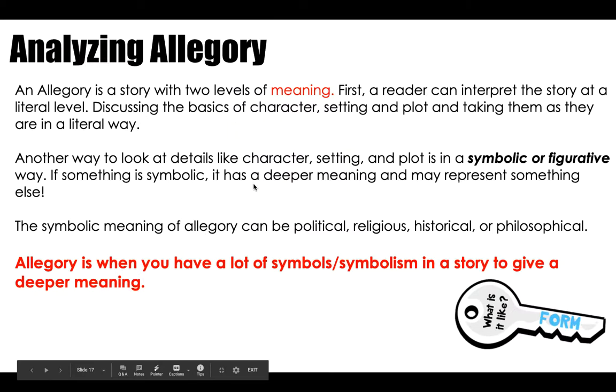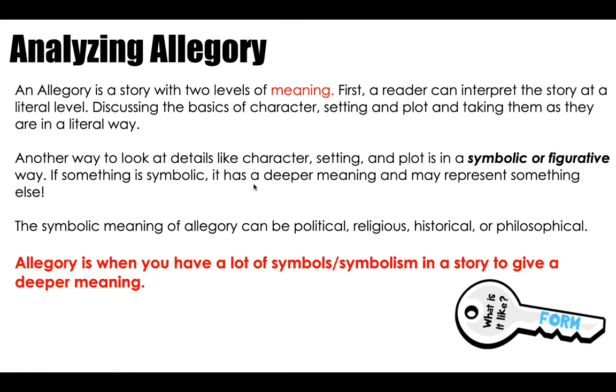Okay, so basically from the video, I hope you understood that an allegory is when a story has two levels of meaning. So the first one, a reader can understand and interpret the story at a literal level. So they can discuss the basics of the character and the setting and the plot, like what are their names, where are they from, where are they going, what's happening in the story.